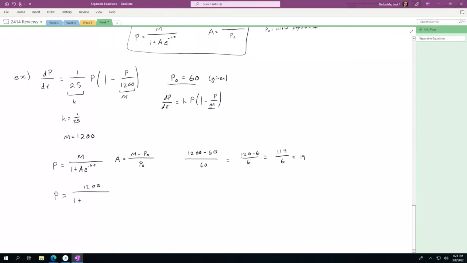And for those of you wondering how I did it, I can also do it this way. Write it as 6 times 120 is 6 times 20. So I'm left with 20 minus 1 over 6, and my 6's cancel. That gives me 20 minus 1, which is 19. So my A value is 19. I have e to the, here my k value is 1/25, so I have negative t divided by 25. And this is my formula for my population growth. Pretty easy, a lot easier than just going through and solving the integration.